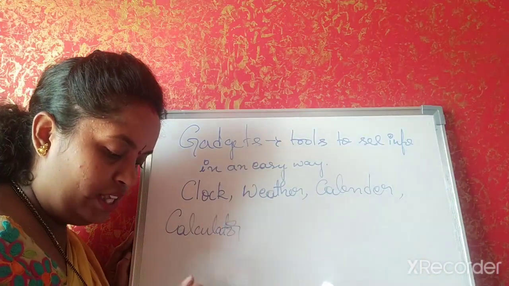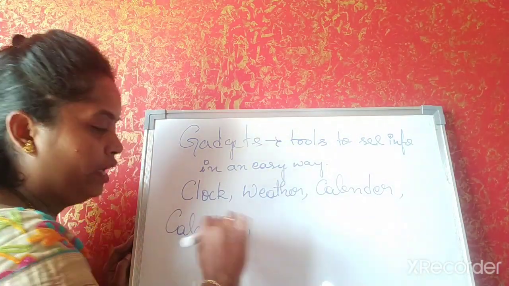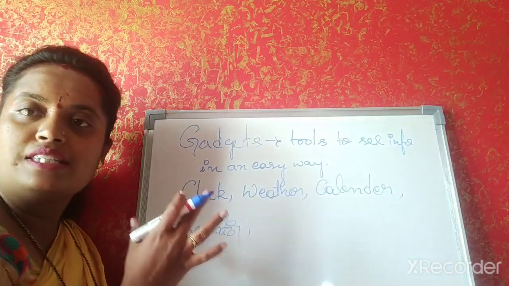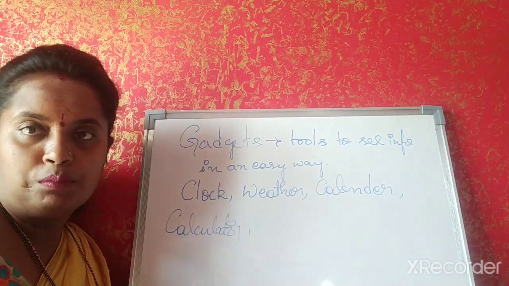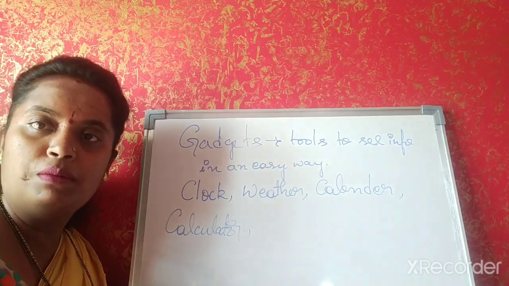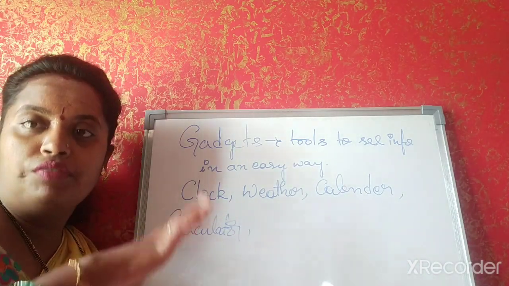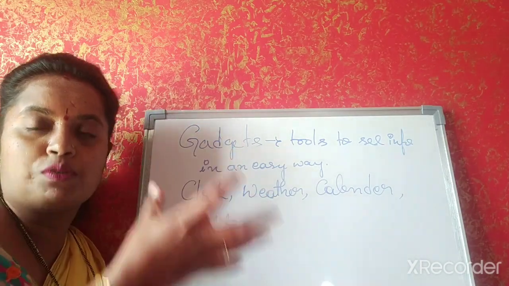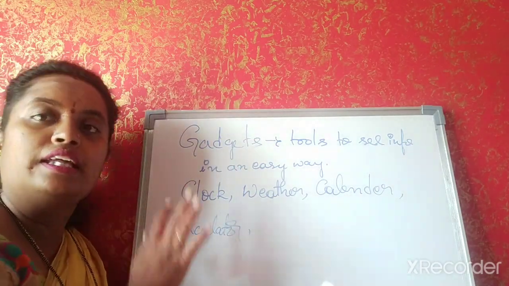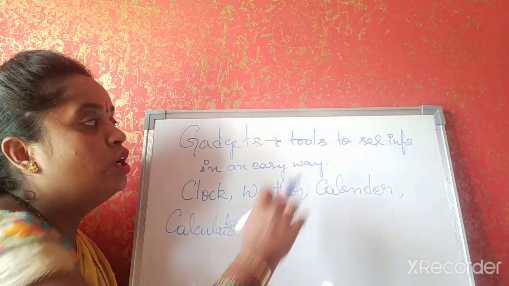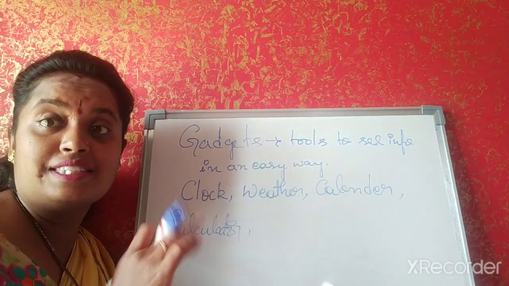Okay. So these are picture puzzles. These are a few of the gadgets that you use in the computer. Understand? Which are available in the computer. In your mobile phone also you might be seeing different gadgets, like different apps. So those are called gadgets in the computer. What are gadgets? Tools to see the information in an easy way.